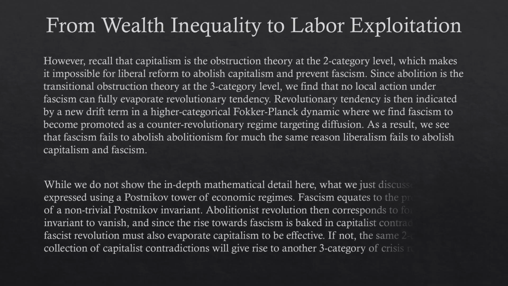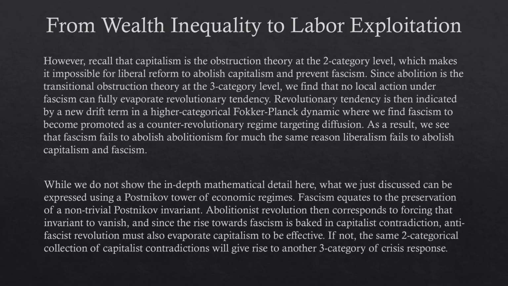While we do not show the in-depth mathematical detail here, what we just discovered can be expressed using a Postnikov tower of economic regimes. Fascism equates to the preservation of a non-trivial Postnikov invariant. Abolitionist revolution then corresponds to forcing that invariant to vanish, and since the rise towards fascism is baked into capitalist contradiction, anti-fascist revolution must also evaporate capitalism to be effective. If not, the same 2-categorical collection of capitalist contradictions will give rise to another 3-category of crisis response.